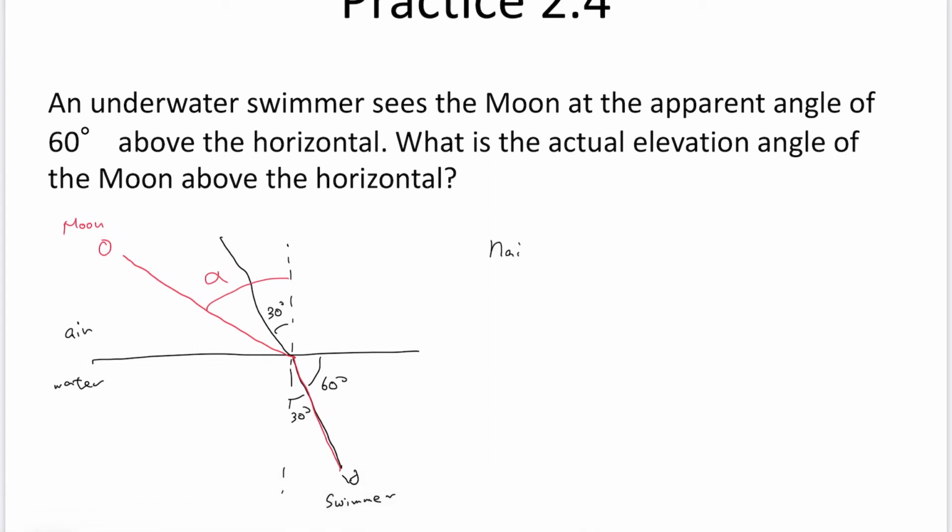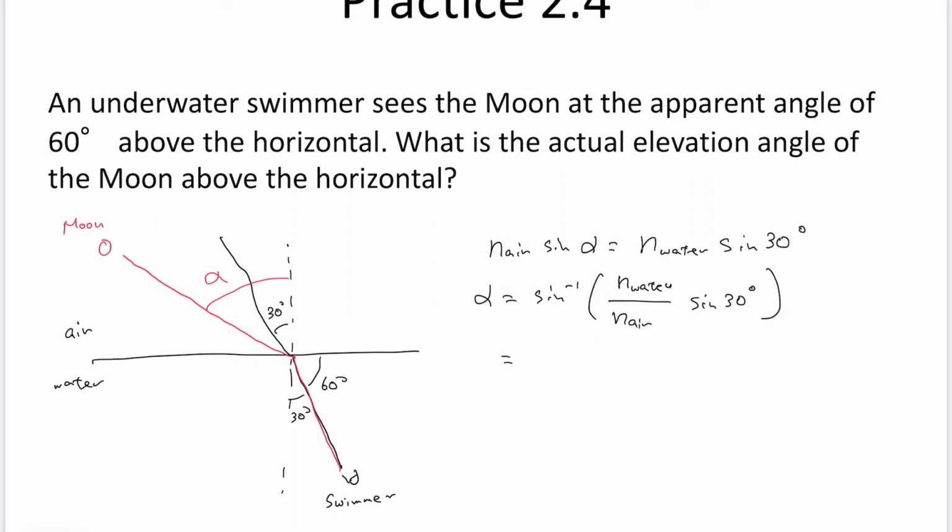N sub air sine alpha equals N sub water sine 30 degrees. So alpha is the inverse sine of N sub water over N sub air times sine 30 degrees. And if you substitute all the numbers, using the calculator, 41.78 degrees. That's the answer, but we would like to find this angle.